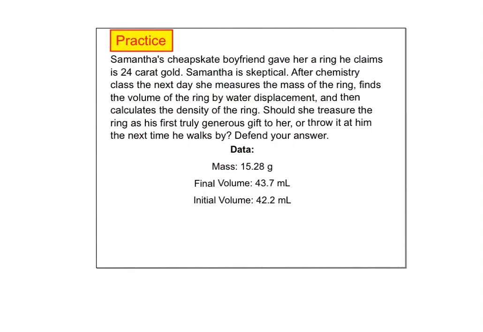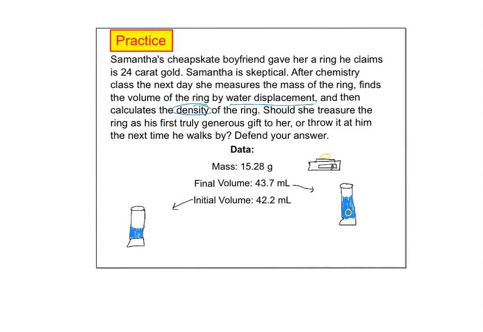All right. So Samantha has some cheapskate boyfriend. He gives her this ring, and he claims that it's pure gold, 24 karat gold. But she doesn't quite believe him. So after chemistry class, because she's a nerd and she doesn't trust her boyfriend, she measures the mass of the ring, and she finds the volume by something called water displacement, which I'll talk about in a second, to find the density of the ring. If it matches pure gold, then her boyfriend's being truthful. If it does not match the density of pure gold, that means it's partially gold, hopefully, or it's made with other things which are probably less expensive than gold.